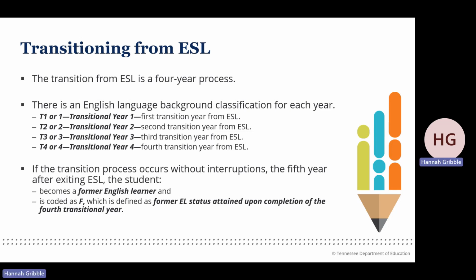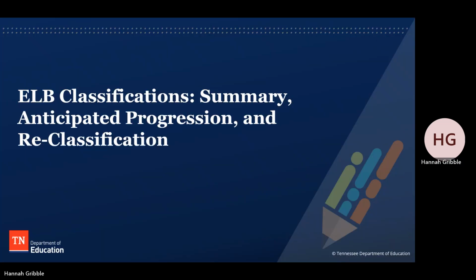If the transition process occurs without interruptions, the fifth year after exiting ESL, the student becomes a former English learner and is coded as F, which is defined as former EL status attained upon completion of the fourth transitional year. Now we will review a summary of English language background classifications, the anticipated progression, and reclassification.